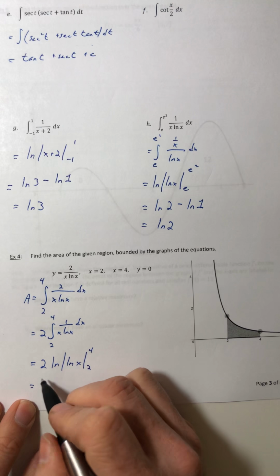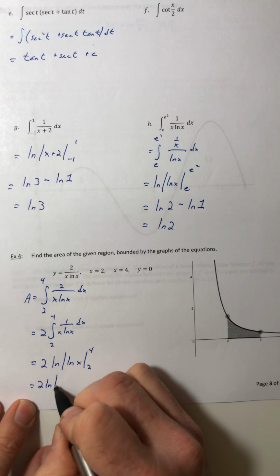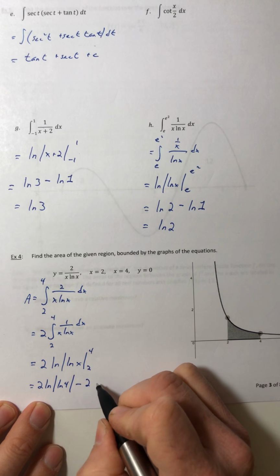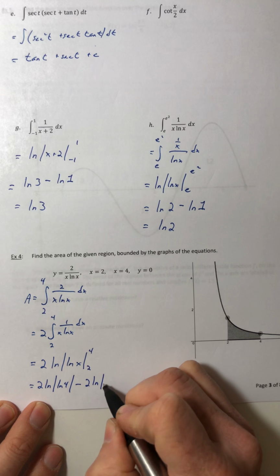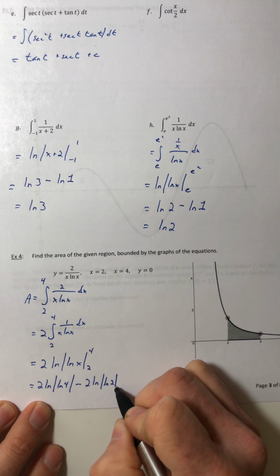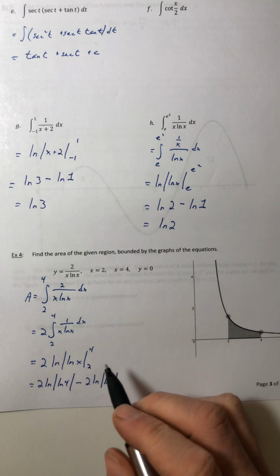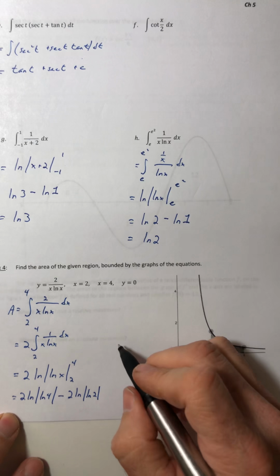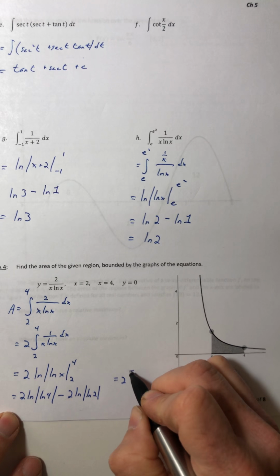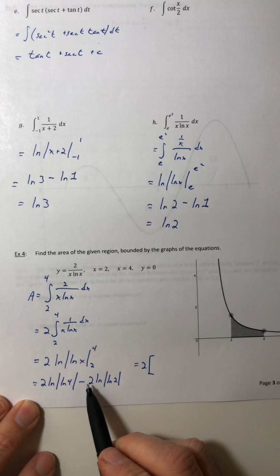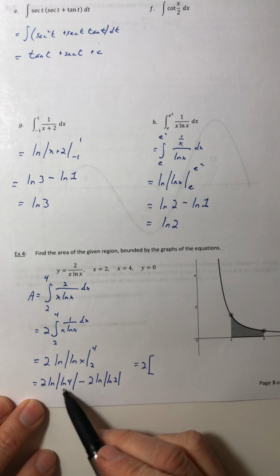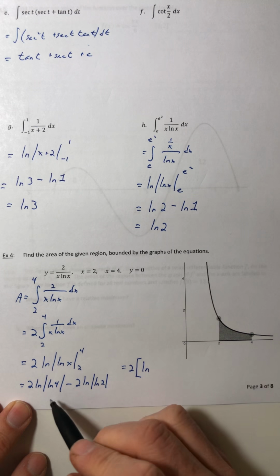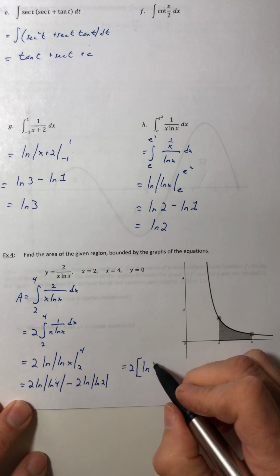So plug in the 4. And plug in the 2. And this can actually kind of simplify. So the 2's, they're common. We can pull those out. And when you subtract with logarithms, that means you can also divide what's inside the logs. So it'd be ln of 4 over ln of 2.